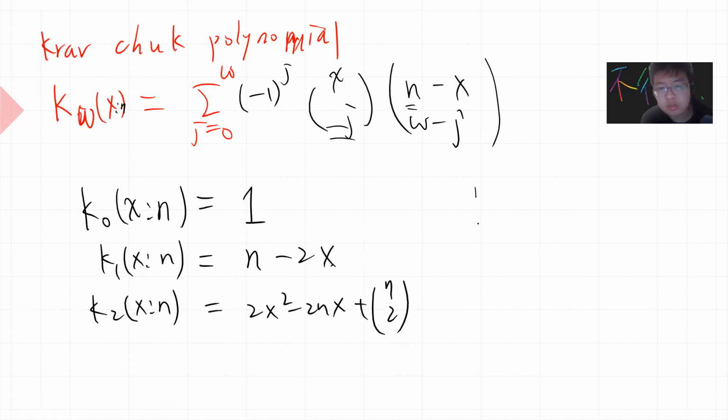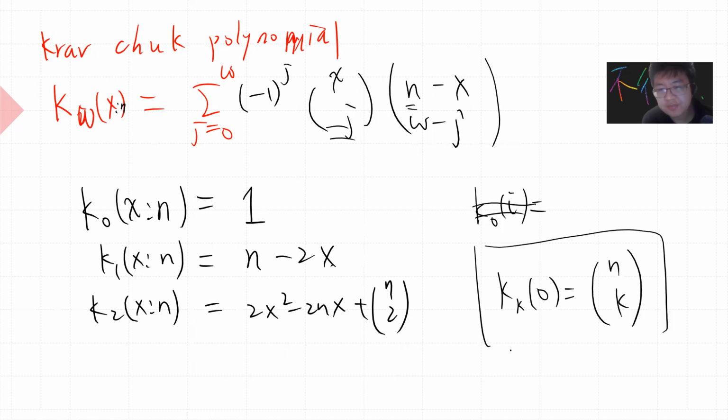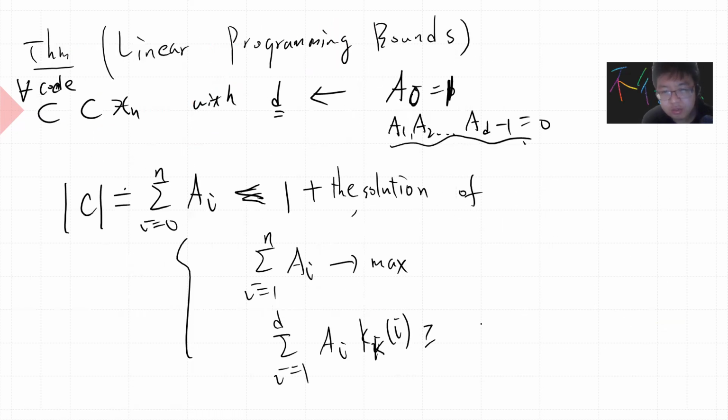Okay, so let's do this. K_0(i) is when x equals i. So we need K_0. Okay, so K_0 is n choose k, greater than or equal to this. Because our bound is that this should be positive, right? So this is for every k from 1, 2 to n. Okay, so this is a linear programming bound, because the size of the code C is bounded by this Kravchuk polynomial.